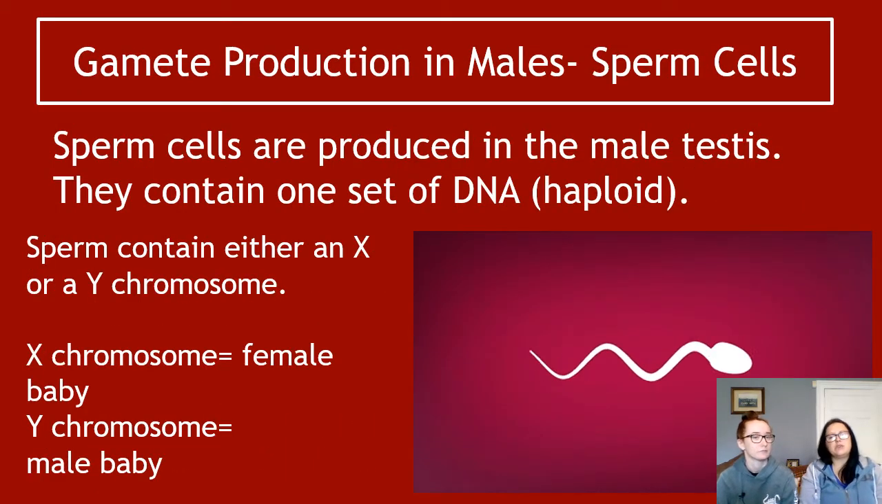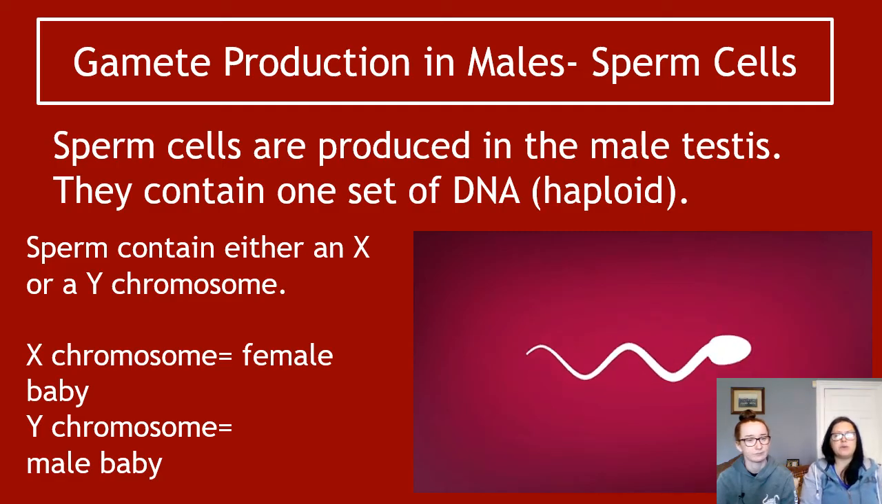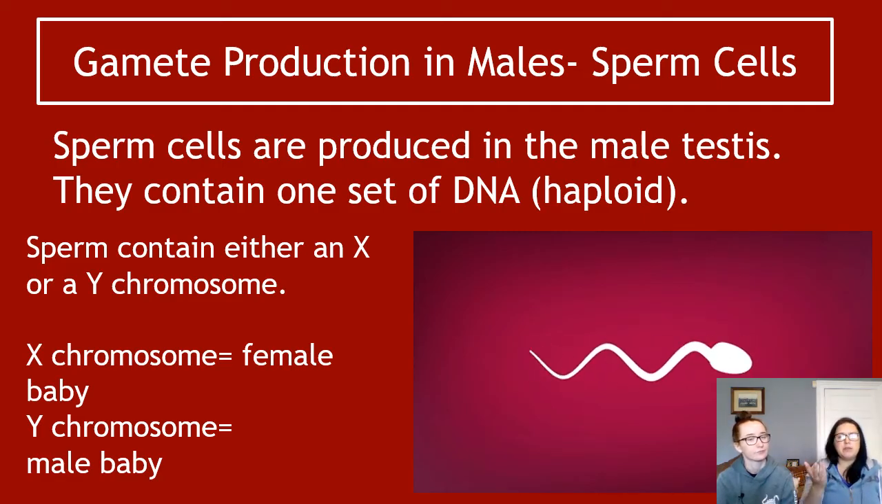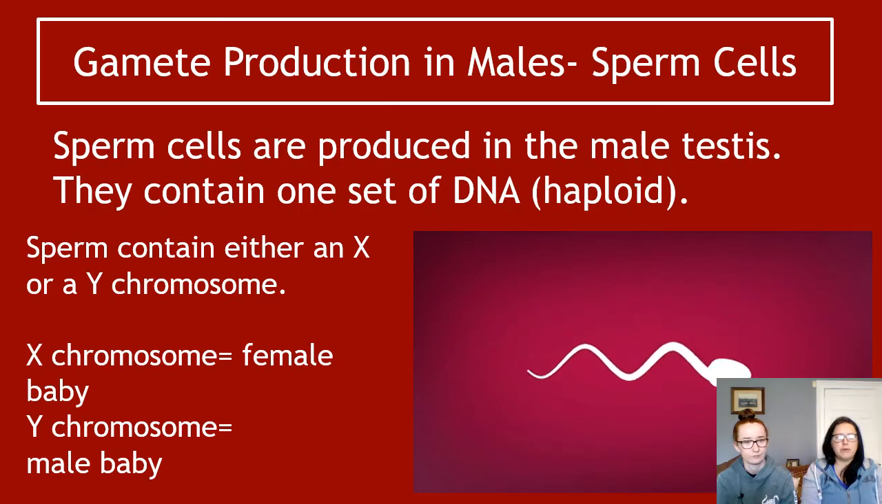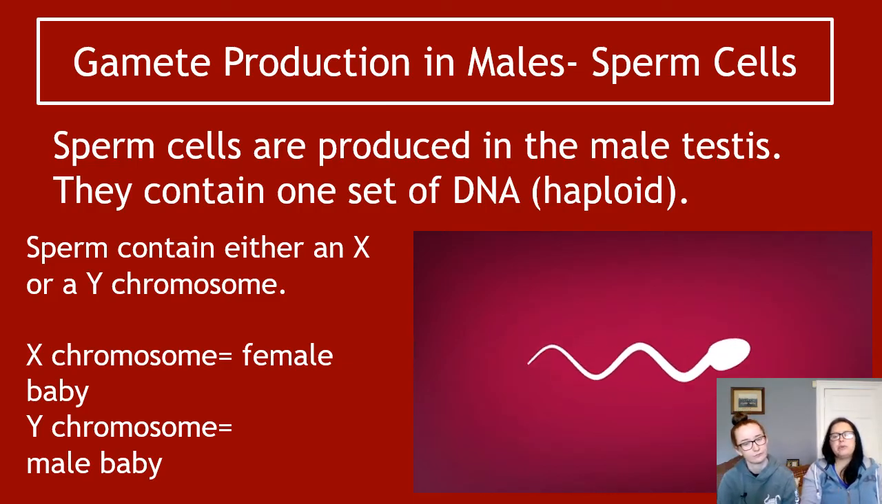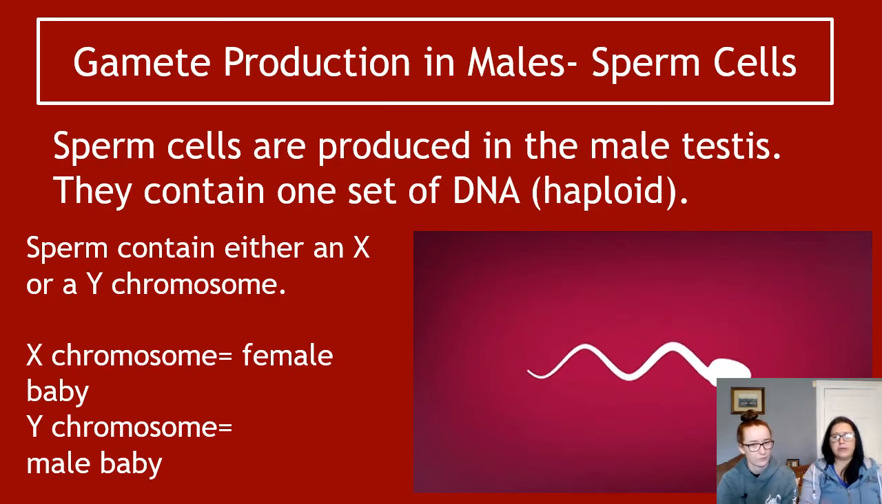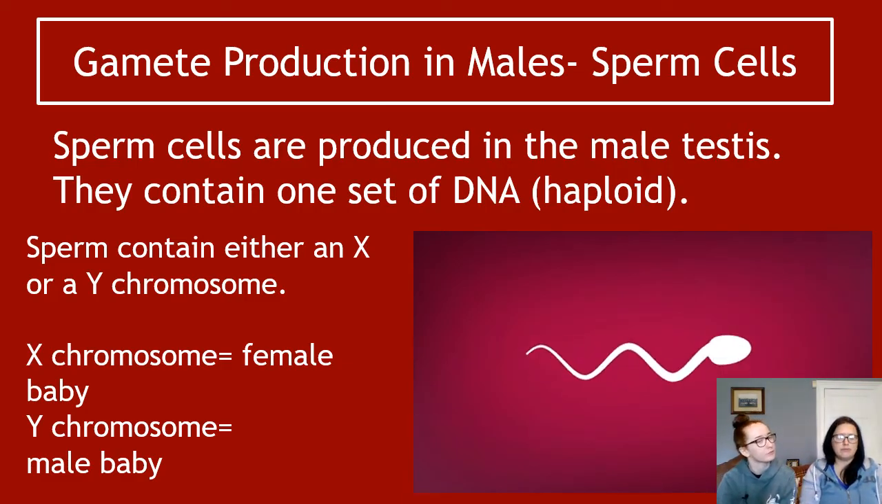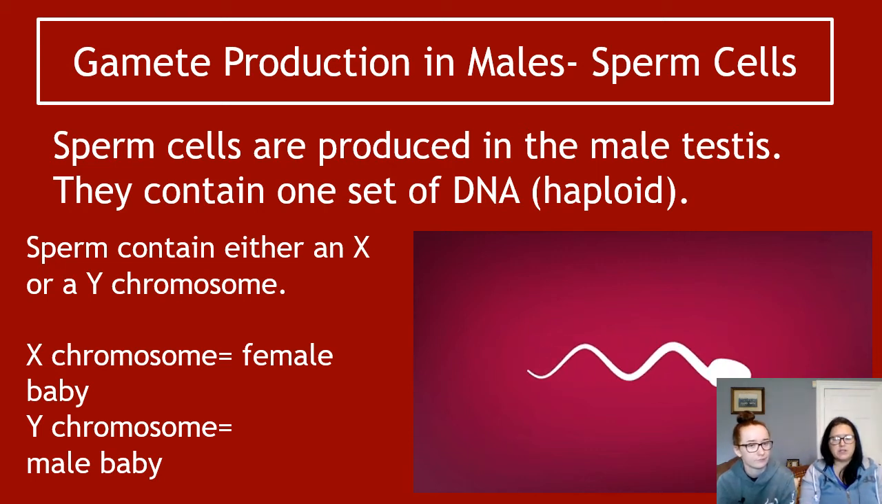Okay, so I'm going to try and highlight the differences between Higher and National 5 as we go through. But gamete production in males: sperm cells are the male gametes, as we should already know. They're produced in the male testes. They contain one set of DNA, which means they are haploid. Nothing new there. Still 23 chromosomes, not 23 pairs.